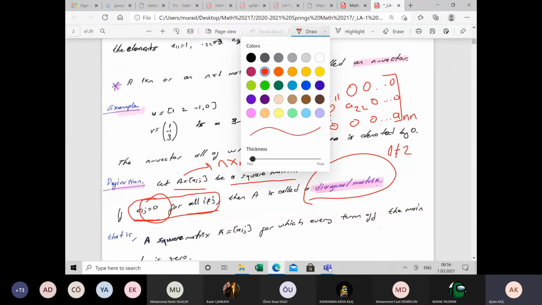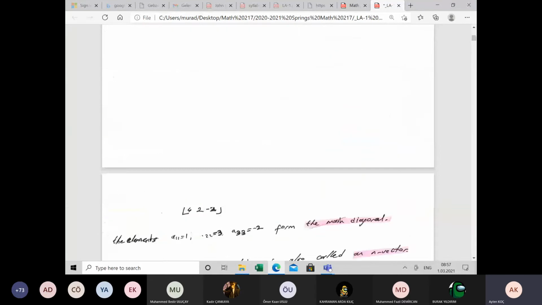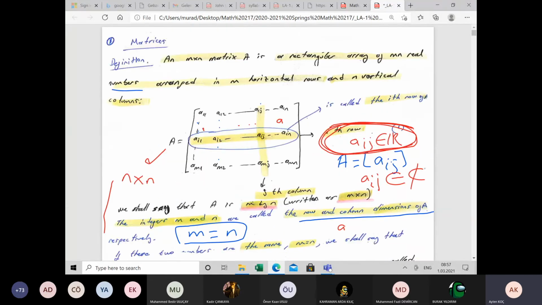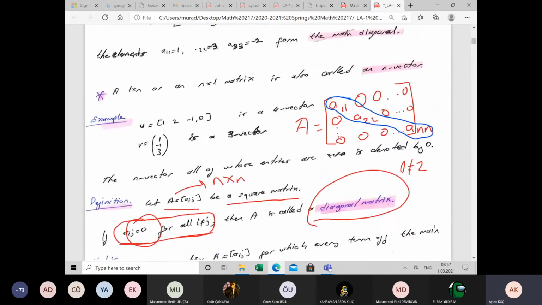Look at the matrix. It is a square matrix because it contains n rows and n columns, so it is possible to mention the main diagonal entries. Otherwise, let's come back. The first matrix is not a diagonal matrix because it is not a square matrix, so it is not possible to mention the diagonal entries. Okay? Yes, let's come back to our definition. It's okay.